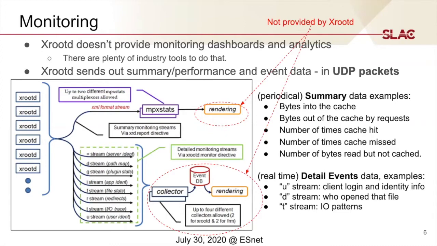The detailed event-based information has many streams. We organize them in streams. I picked up a few examples. The U stream tells you the client's login and the client's identity information. The D stream tells you who opened what file. And the T stream tells you which part of the file was read at what time. For example, these reads start from this offset and have this many bytes read. So monitoring will give you all these details, and then you can send it to your wonderful analytic platform and display them.